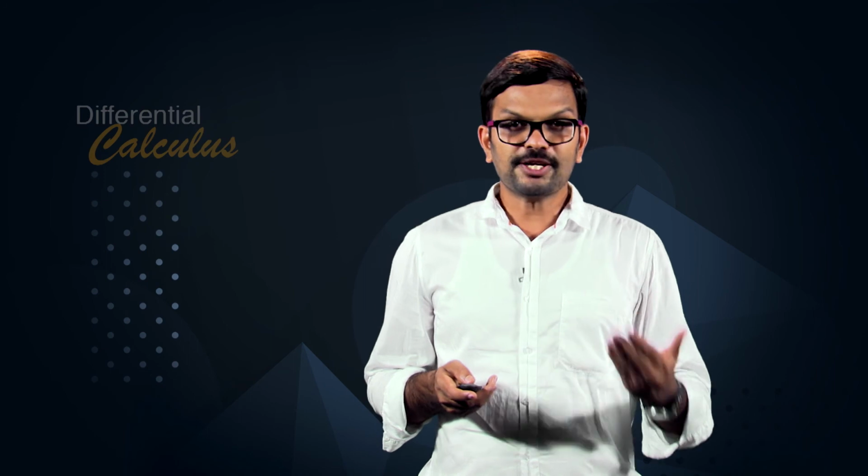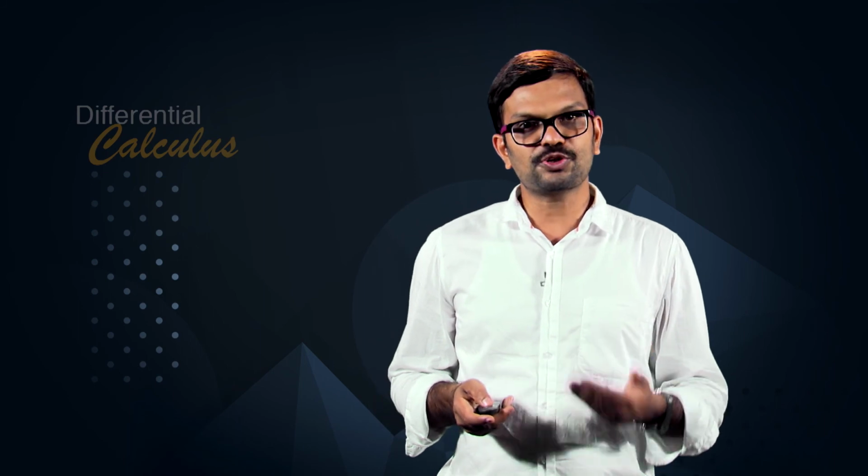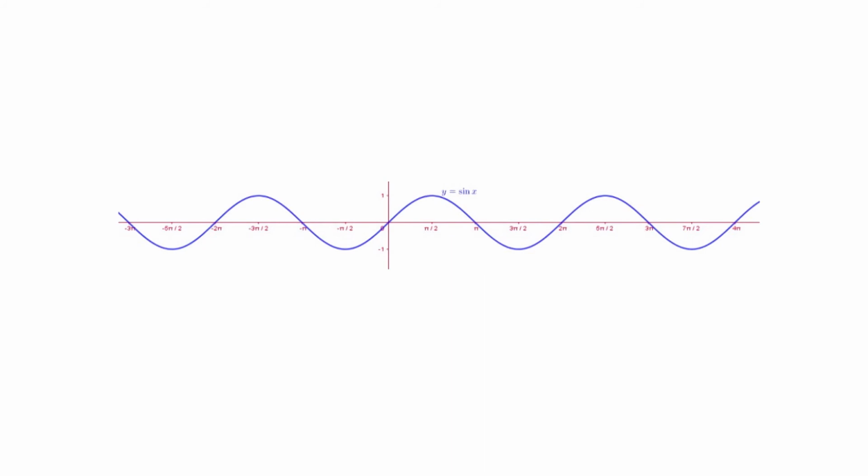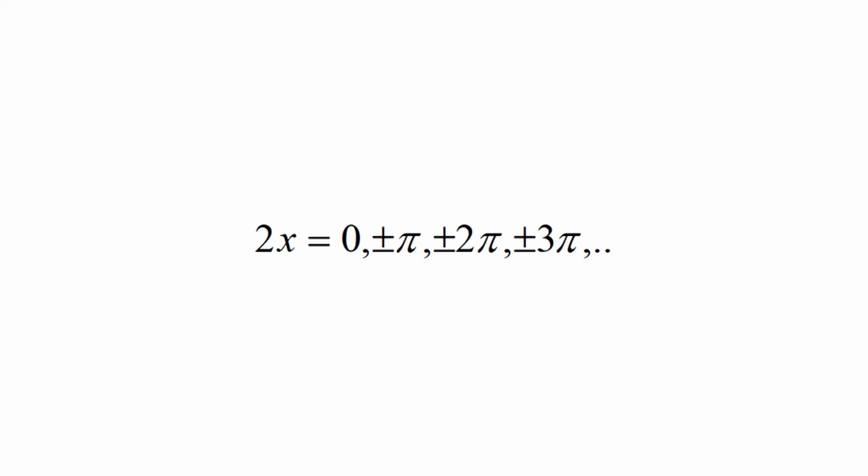Let us now look at a function involving trigonometric functions. f(x) = -cos 2x. Here f'(x) = 2 sin 2x. Thus, f'(x) = 0 implies sin 2x = 0. By looking at the graph, we see that sin x = 0 at the points x = 0, ±π, ±2π, ±3π, and so on. Thus, f'(x) = 0 implies 2x = 0, ±π, ±2π, ±3π, and so on.